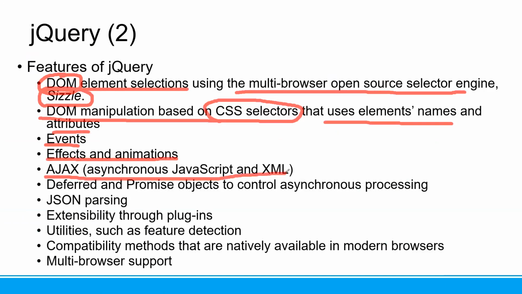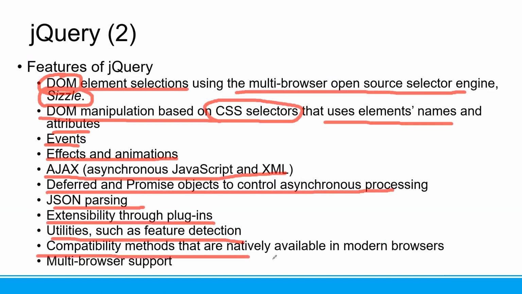Ajax, this is the one that you already applied last week. We learned about asynchronous JavaScript and XML. And then we can also use deferred and promise objects to control asynchronous processing. We can parse the JSON. It is extensible through plugins, so you can use any other plugins with jQuery. And there will be some utilities like feature detection and some comparable methods that are natively available in modern browsers. And jQuery can be used in any browsers.